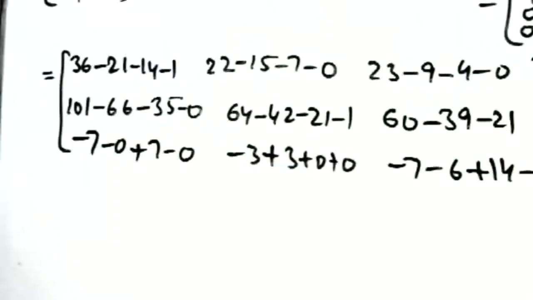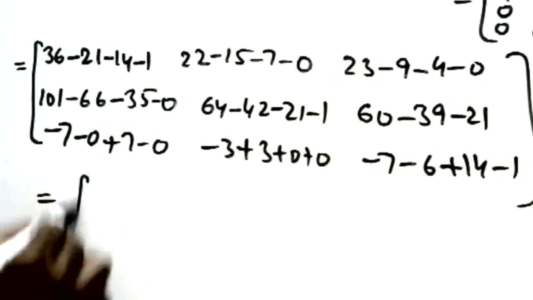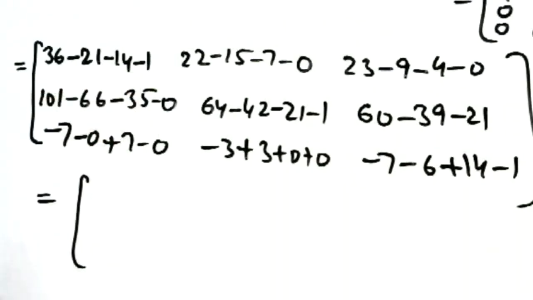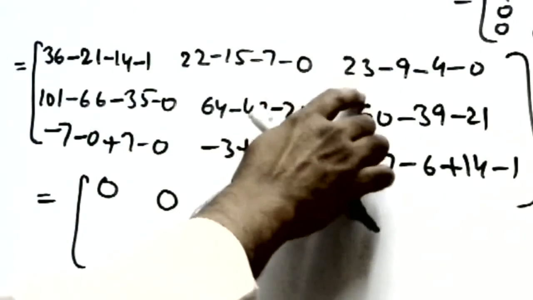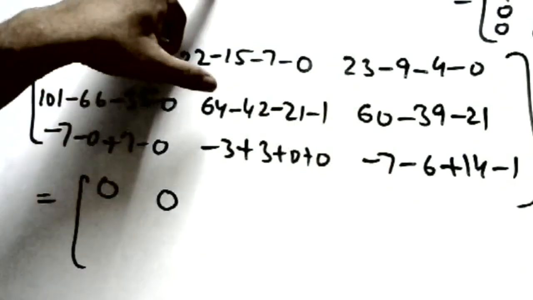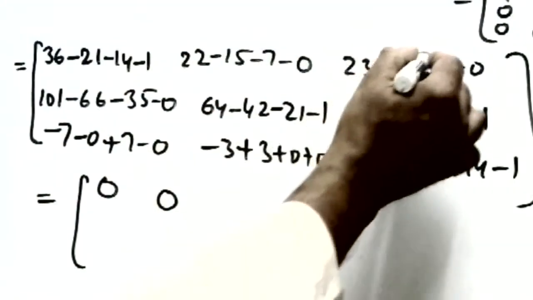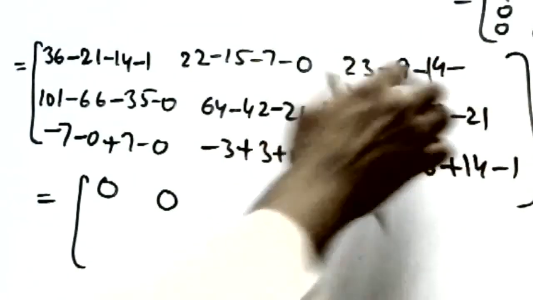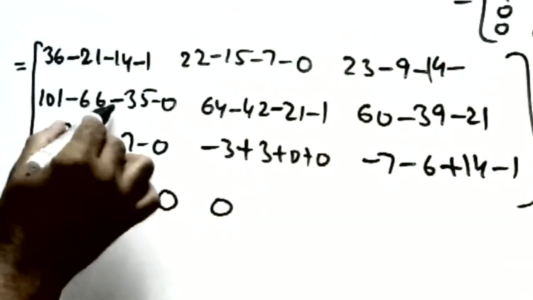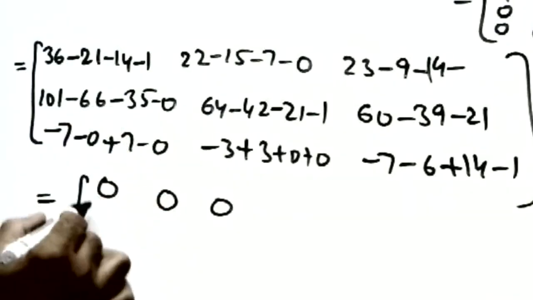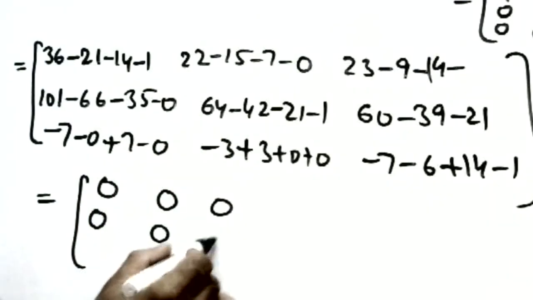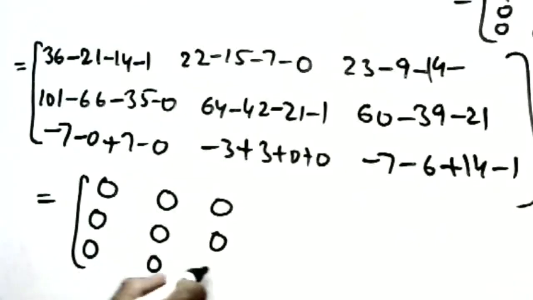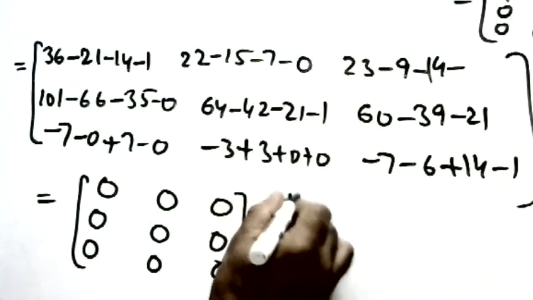Now we get all these zeros, you see here: 36 minus 36 will be 0, 22 minus 22 will be 0. Here we made some mistake, I think. 23 minus, yes, minus 2 7s is 14, it's 14 actually. So 23 minus 23 will be 0, and 101 minus 101 will be 0, 64 minus 64 will be 0, so we get 0 everywhere. You can verify whether we made some mistake, but anyhow we get 0, 14 minus 14 is 0.